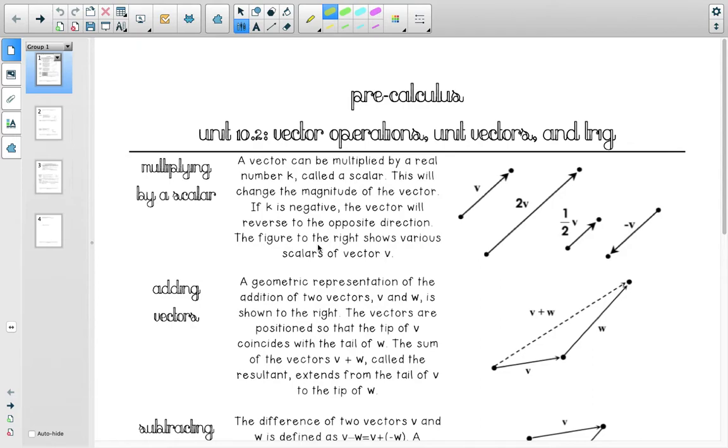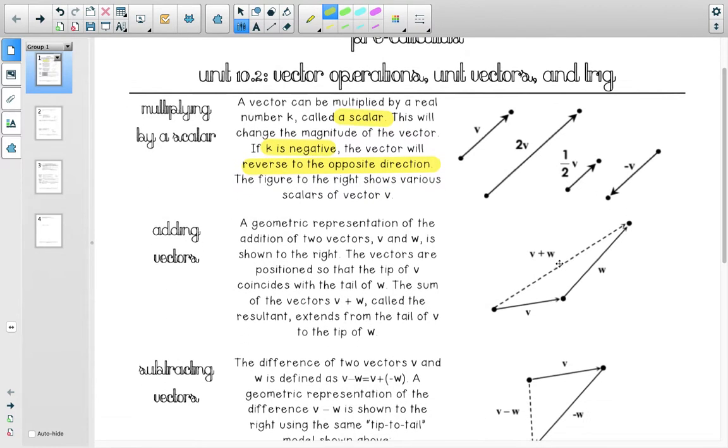Anyway, so we're going to do some operations, like adding, subtracting, all that. Let me go over some of this simple stuff. When a vector is multiplied by just a number itself, it's called a scalar. You should understand that word from geometry. You did scalar stuff back then. If it's negative, just know that it will reverse to the opposite direction. So there are some pictures: you had v multiplied by 2, a half, and then negative, going the opposite way.